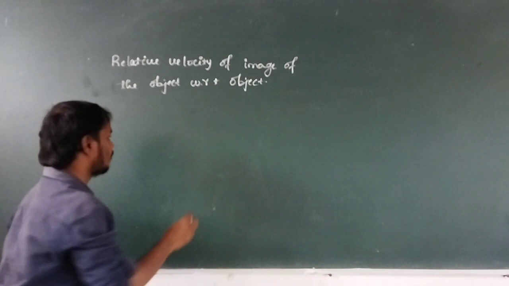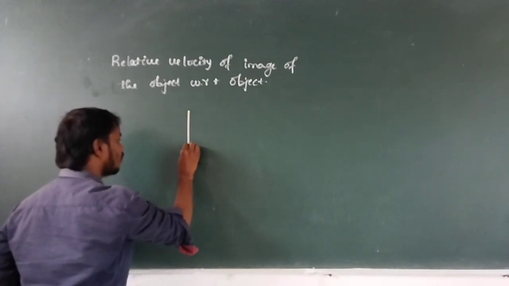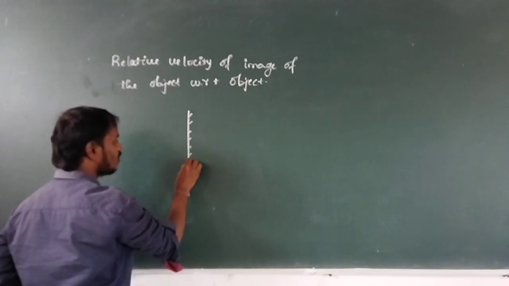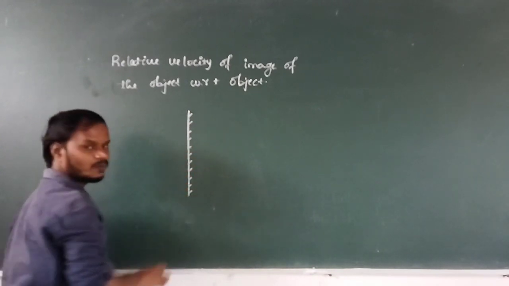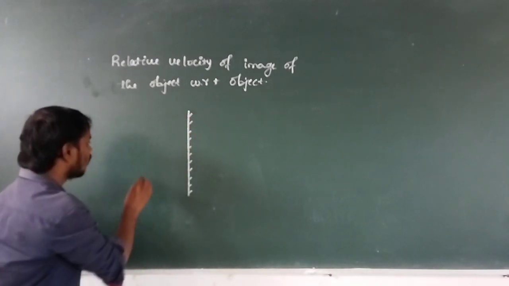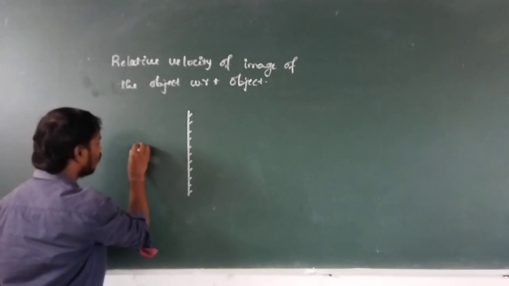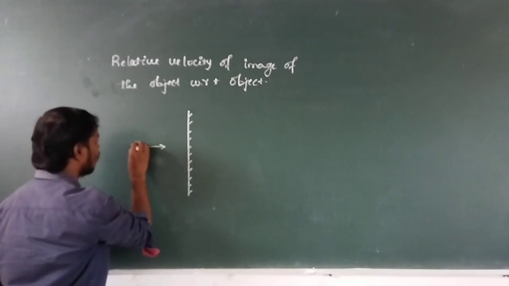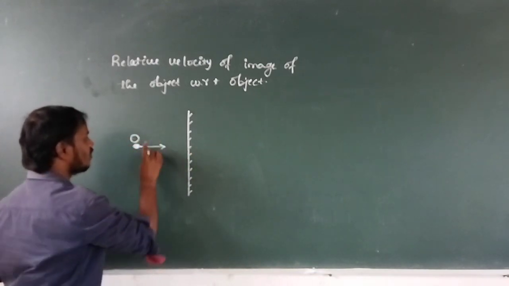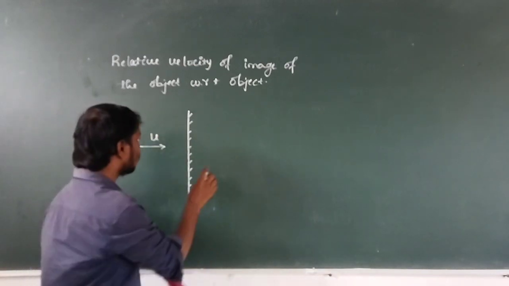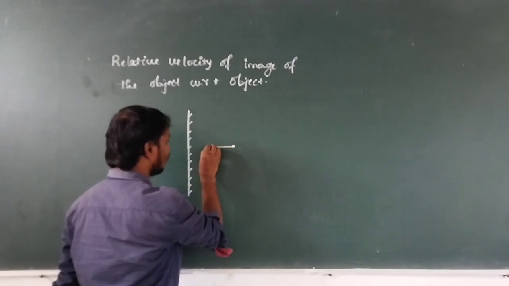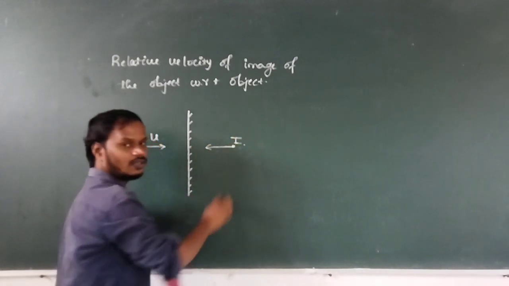So let us consider a plane mirror. This is a plane mirror. In a plane mirror, one surface is reflecting and the other surface is polished. This is the polished surface and this is the reflecting surface. If an object O moves towards the plane mirror with velocity u, then the image of the object also moves towards the plane mirror with the same velocity. This is the image of the object.